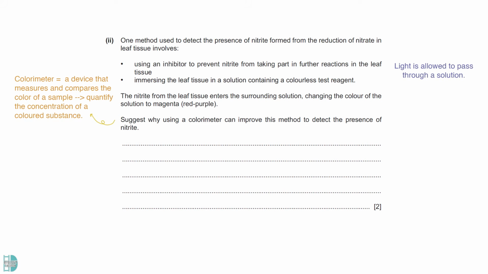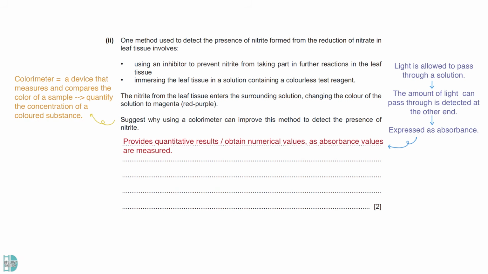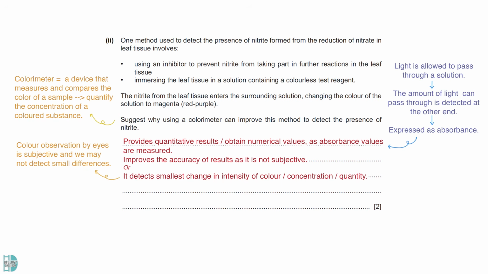Light is allowed to pass through a cuvette that contains the solution. The amount of light detected at the other end is expressed as absorbance. A solution with a greater intensity would absorb more light, resulting in a higher absorbance value. This provides quantitative results, as the result is in numerical form. This is more accurate than color observations, as the results are not subjective.